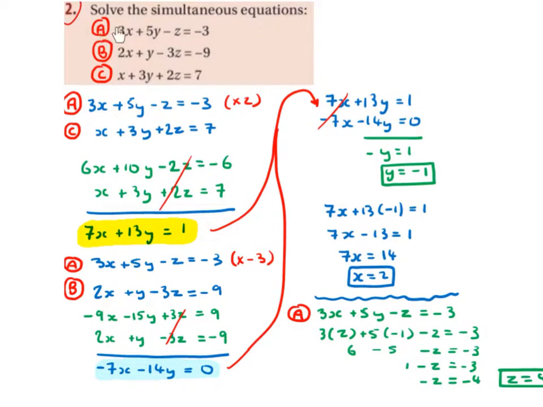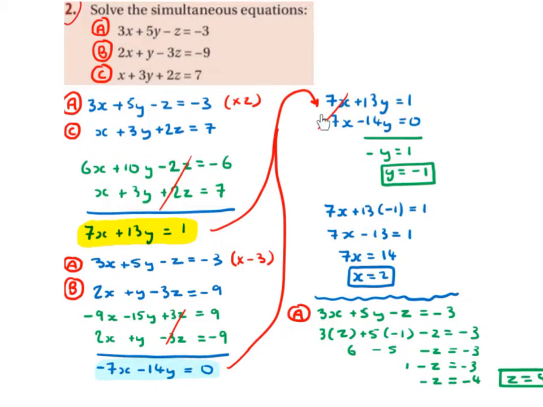Next I'm going to take equation A and equation B. So I'm going to multiply equation A by minus 3. So 3x by minus 3 is minus 9x. 5y by minus 3 is minus 15y. Minus z by minus 3 is plus 3z. Minus 3 by minus 3 is plus 9. Now my z's will cancel. Minus 9x plus 2x is minus 7x. Minus 15y plus y is minus 14y. 9 minus 9 is 0. Now I have a second equation in terms of x and y. And I'm going to write both of them over here.